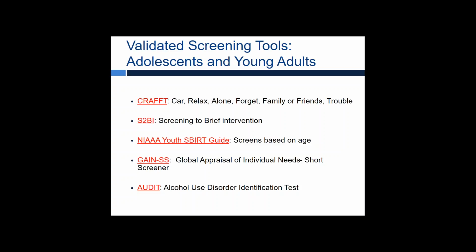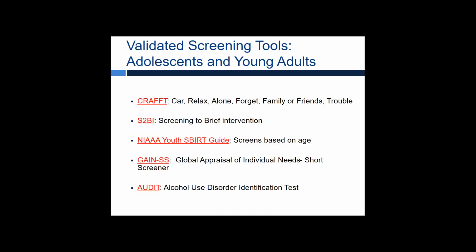It's one that's available electronically as an electronic screening tool. It's been validated in that delivery modality. It can also be used in an in-person interview. Then the NIAAA Youth SBIRT Guide, people have heard of it, not really sure what the screening part is, and it actually is a screening based on age. So see, all these are very different in the approach they take to screening, but they've all been validated.